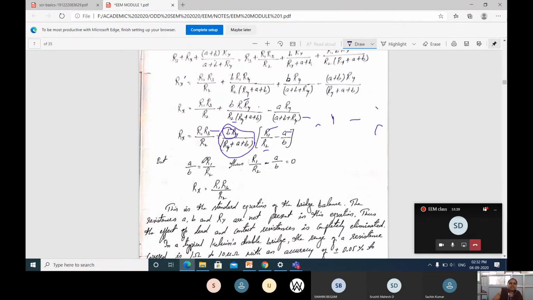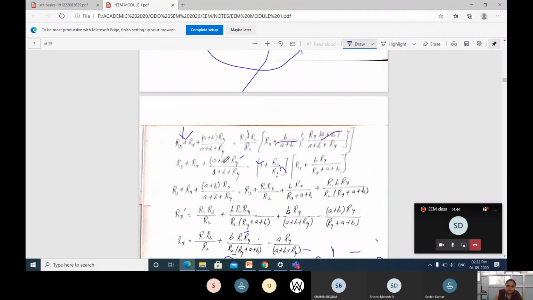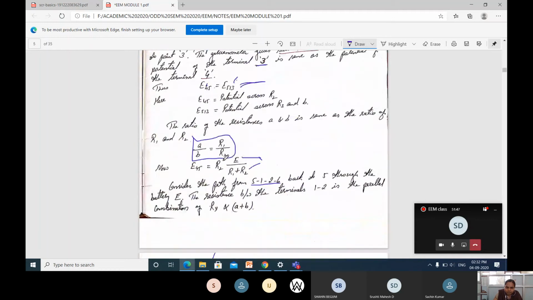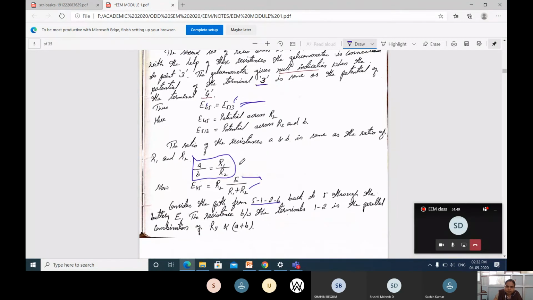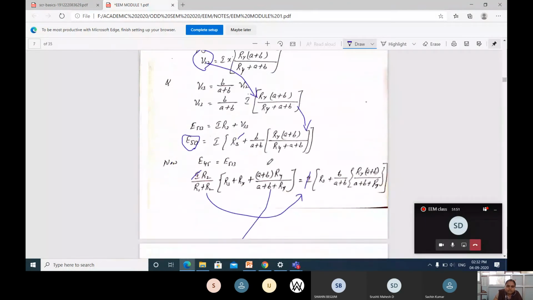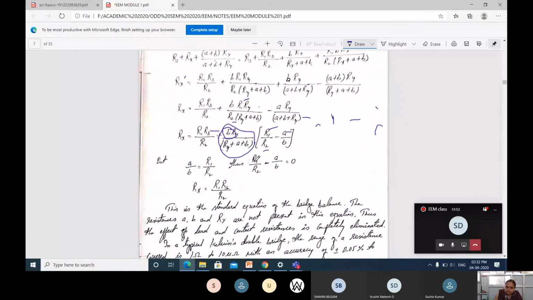And we have to consider at both the ratio arms, that is A by B is equal to R1 by R2. Previously we wrote it here. We are considering that equation here. When both are equal, if I take A by B to the LHS, or your R1 by R2 to the left hand side, it's going to be 0. R1 by R2 minus A by B is going to be 0.